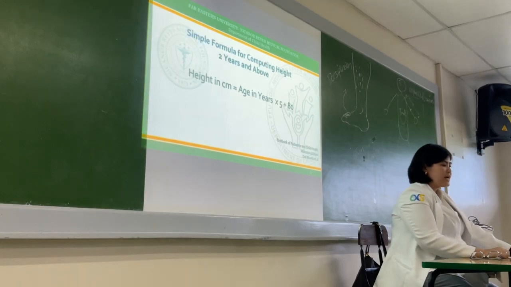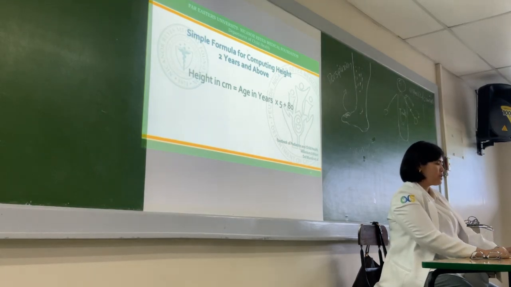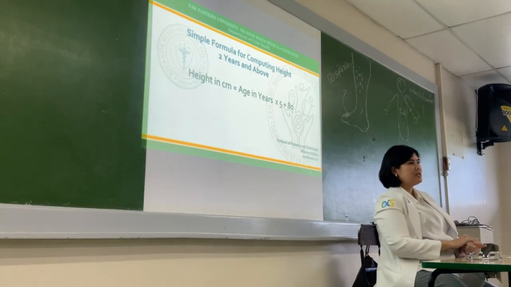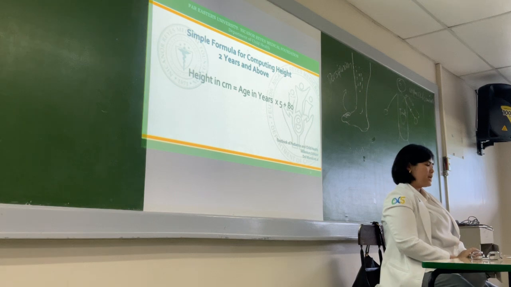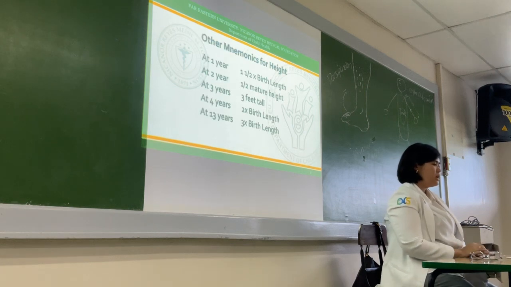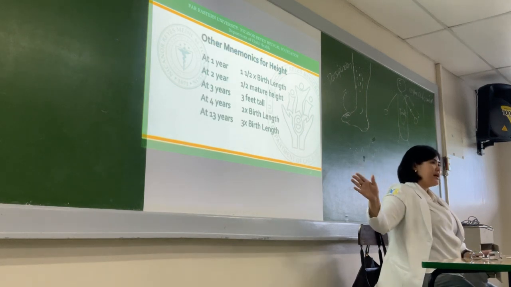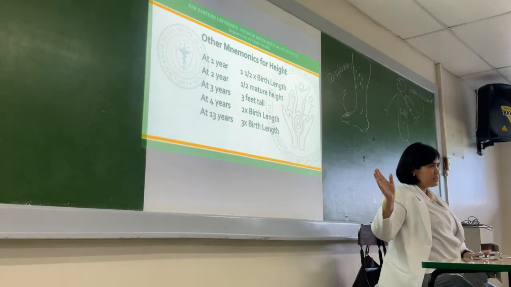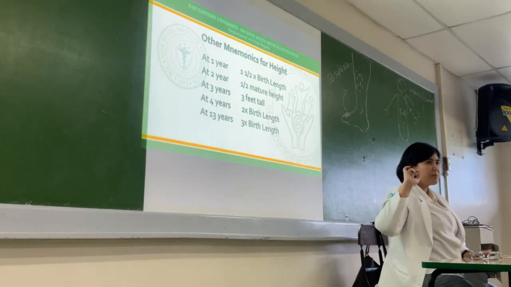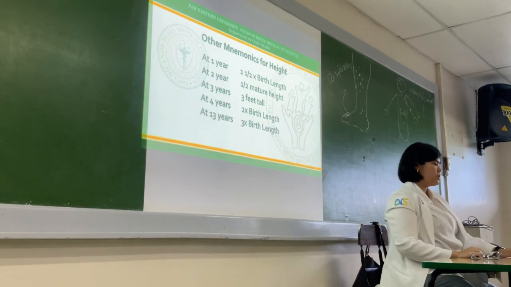So for 2 years and above, the formula for computing the height is age in years times 5 plus 8. I need you to remember this formula. Height in centimeters is equal to age in years times 5 plus 8. And these are the other mnemonics for the height, but this is nice to know. I need you to remember the formula I flashed earlier.